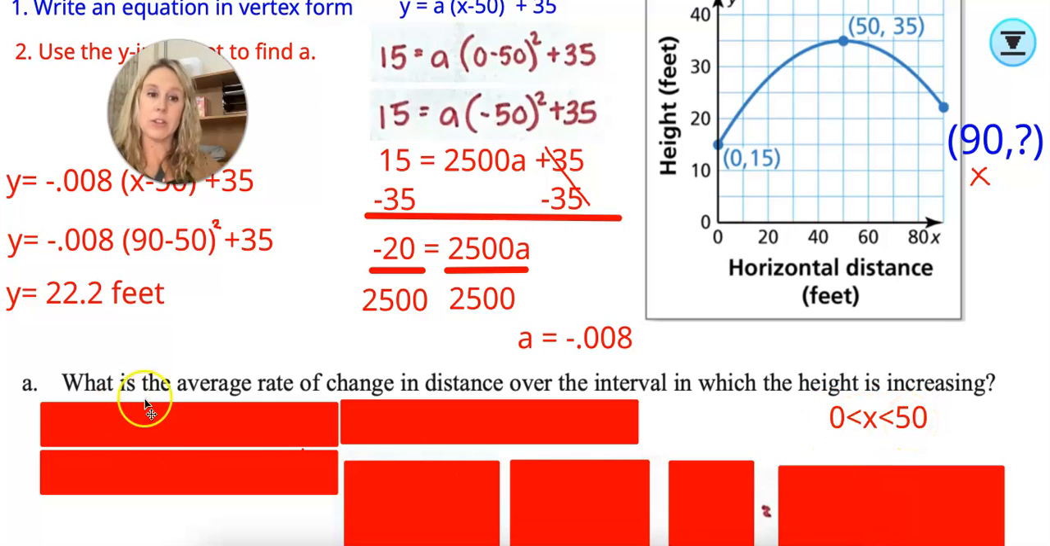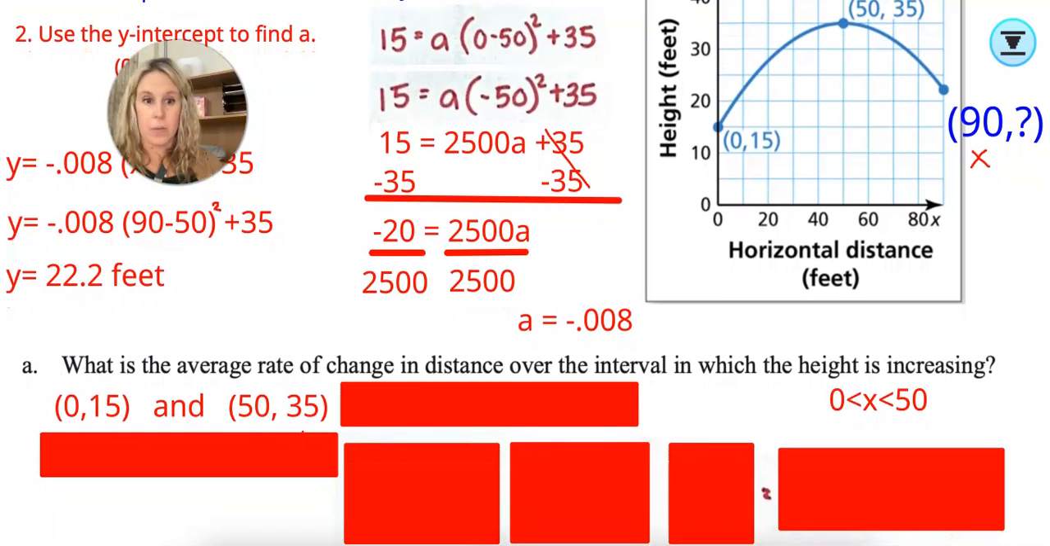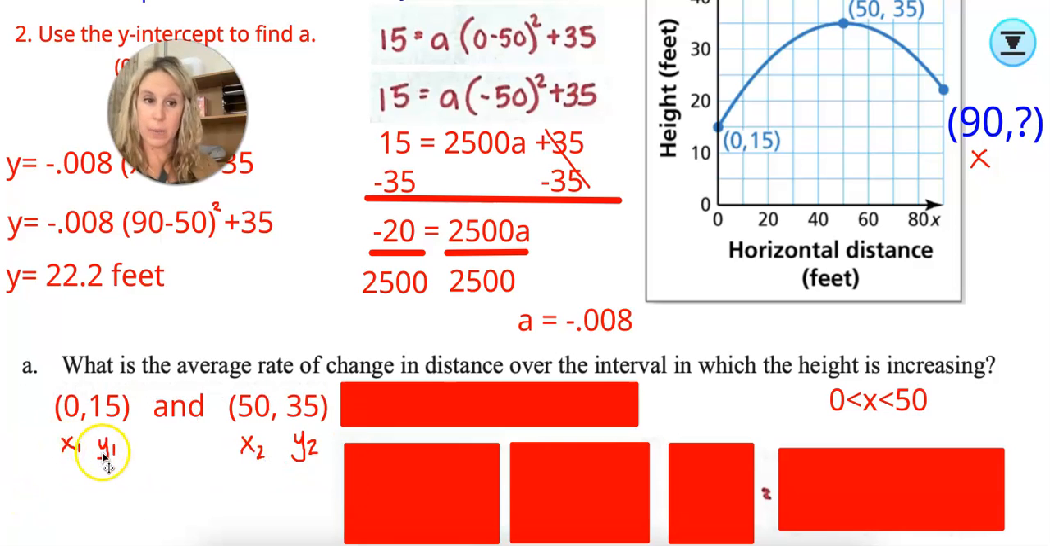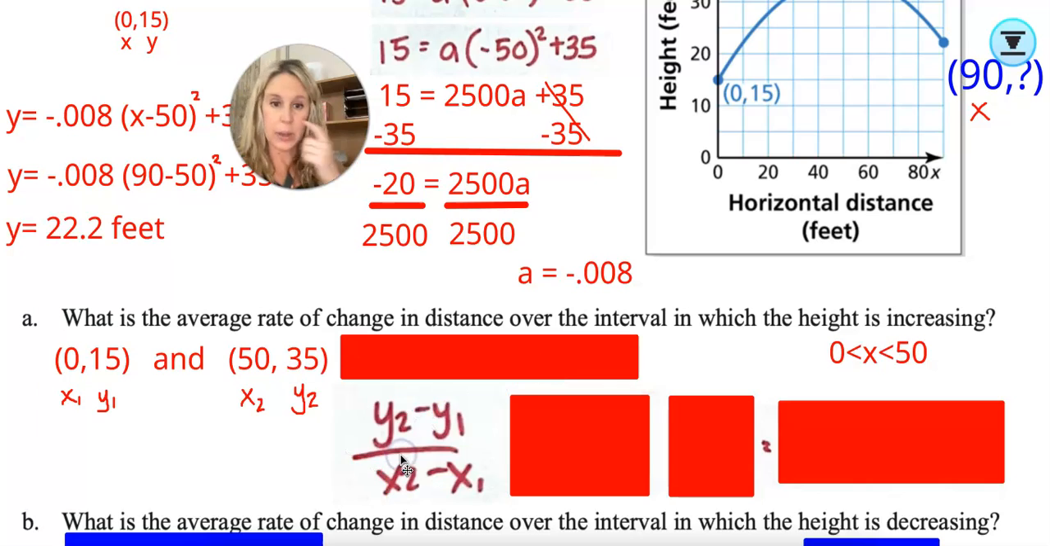So if I want to find the average rate of change, that's a fancy way of saying the slope. And to find slope, I need 2 points. So my first point is going to be 0, 15. And then my second point is going to be 50, 35. Now, if you remember the slope formula, you need an x1 and a y1, and an x2 and a y2, and I'm going to find my change in y over change in x. So the formula for slope is y2 minus y1 over x2 minus x1. And so I'm going to be substituting those numbers into my equation.